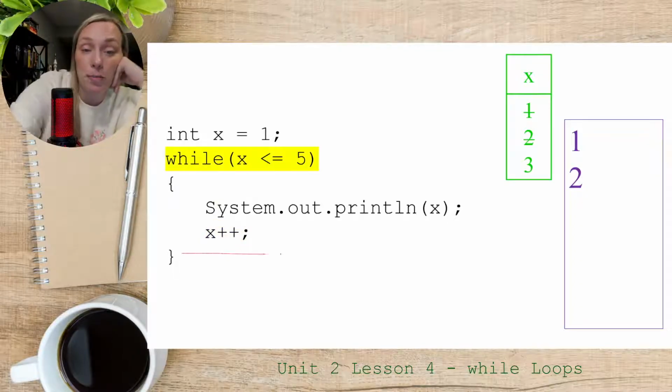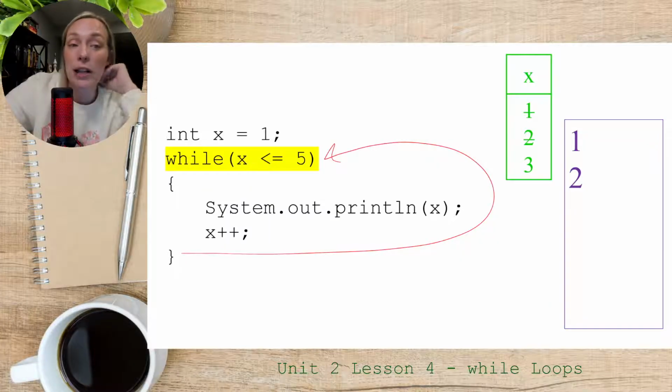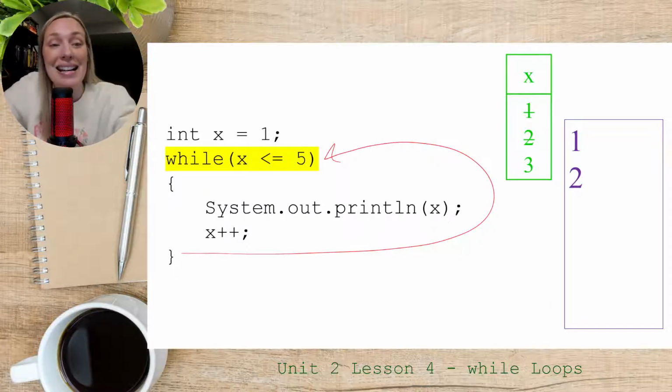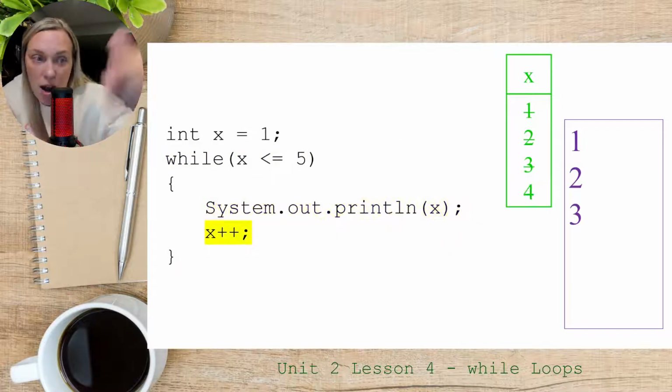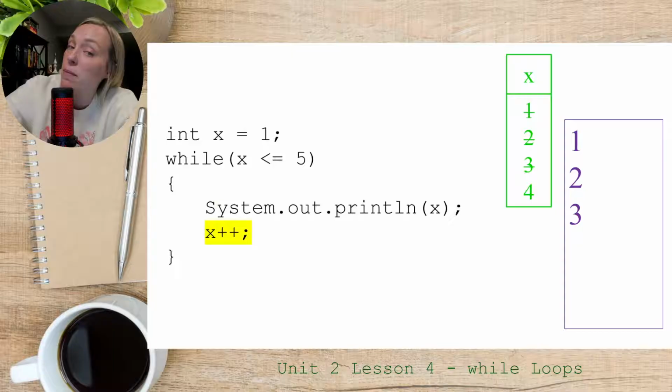Then I loop back up because I reached the end of that statement. I loop back up and I ask the question, is x less than or equal to 5? It is, because 3 is less than or equal to 5. I'm going to print it off. X increases by 1, it becomes 4.